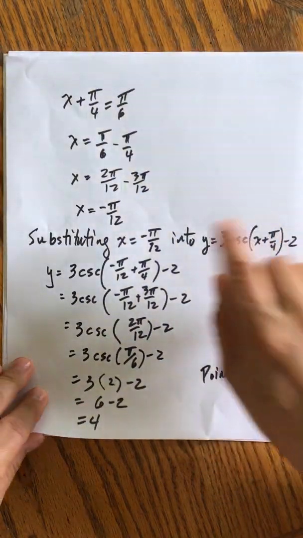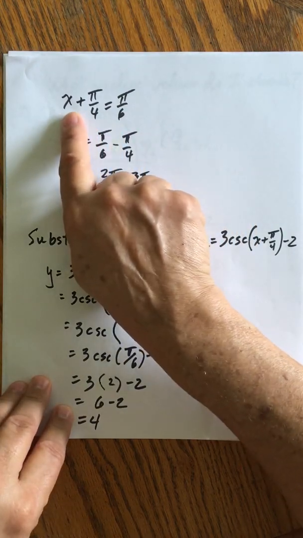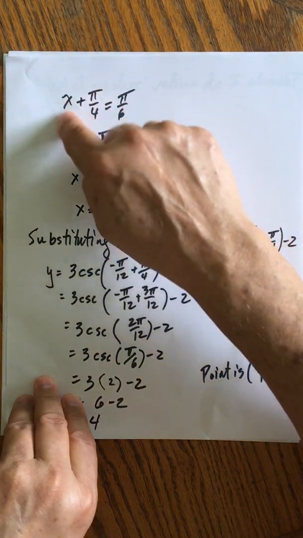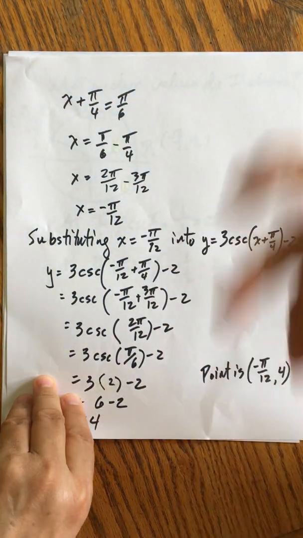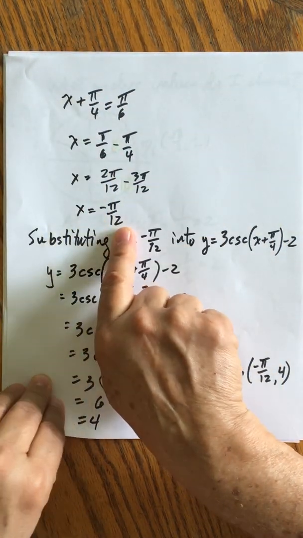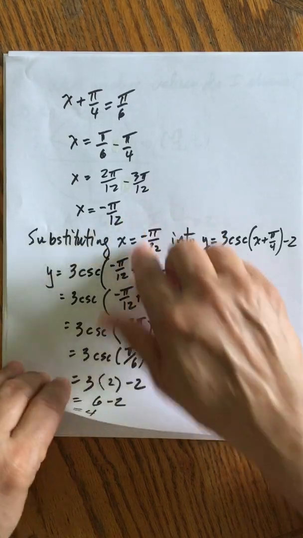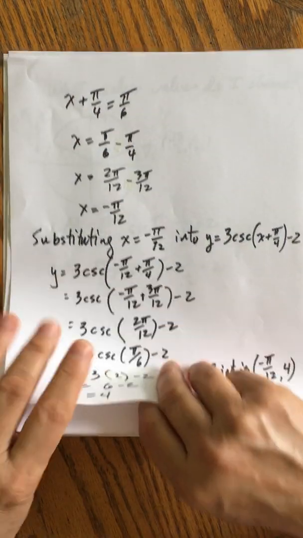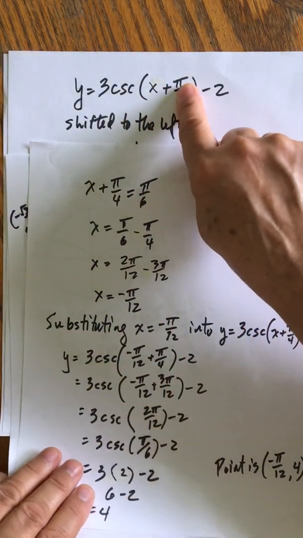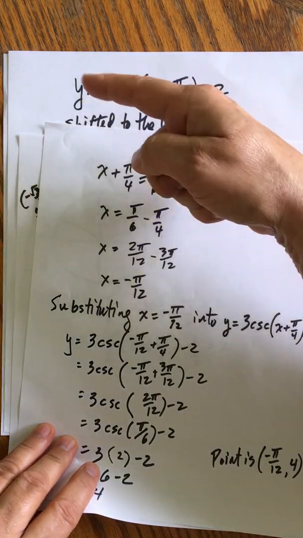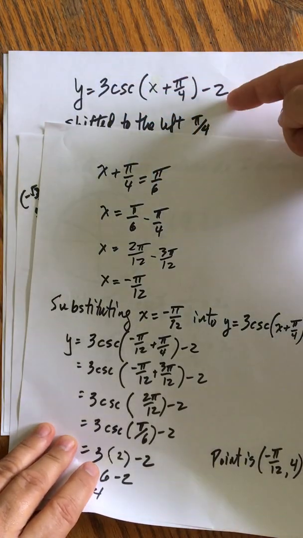So for example, if I were to solve for what x would I have to use so that what's going into the input ends up being pi over 6. When I solve for that, I get negative pi over 12. So what that means is when I put negative pi over 12 into this equation, then I'm actually going to be taking the cosecant of pi over 6, which I know is 2, so I'll be able to say 3 times 2 is 6, minus 2 is 4.